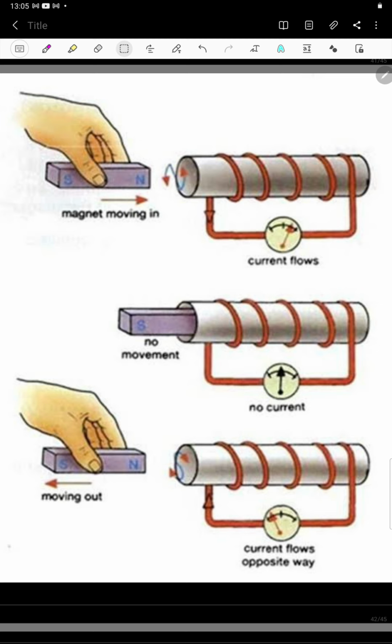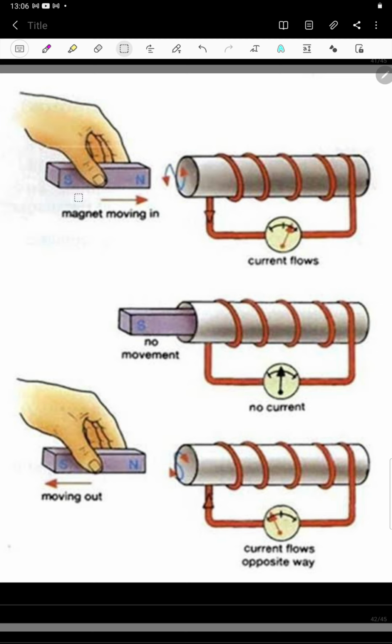One is the relative motion of the magnet directed into the coil, one is the magnet placed at rest, and another experiment is the magnet moving away from the coil. By using these three experiments, he came to know how the magnetic field is generated in that coil when the magnet is in motion.